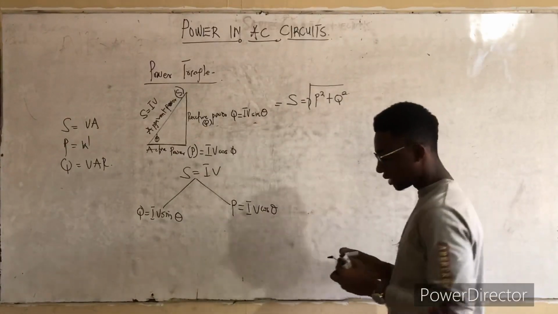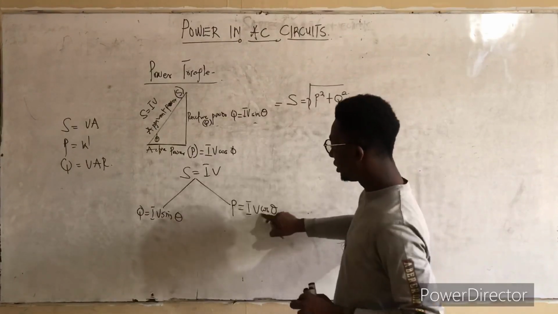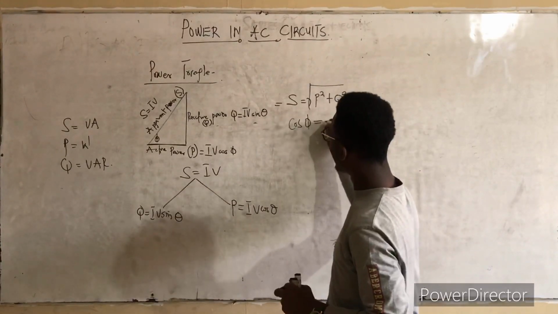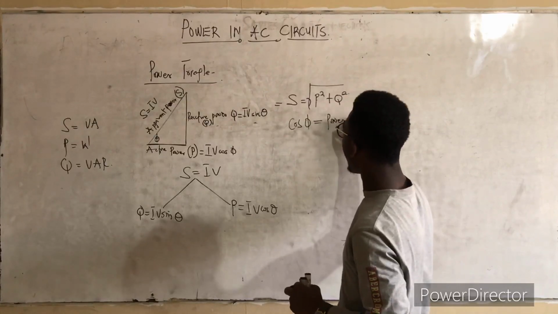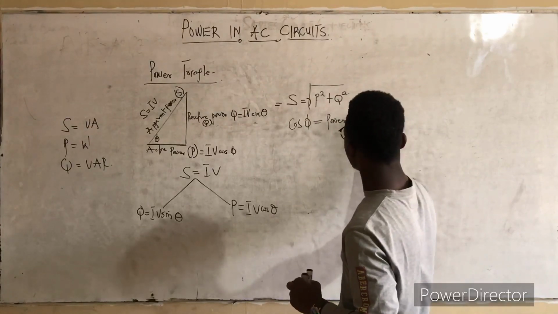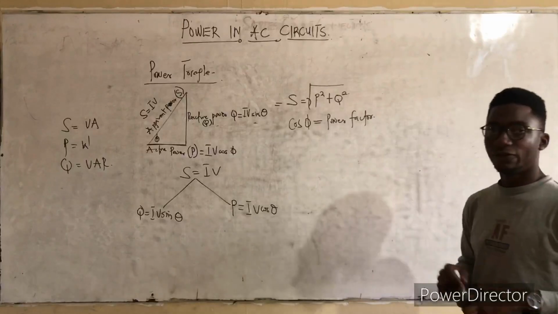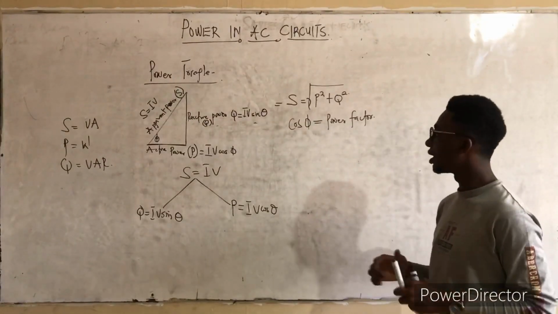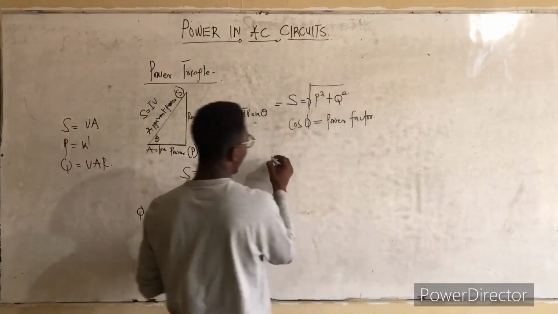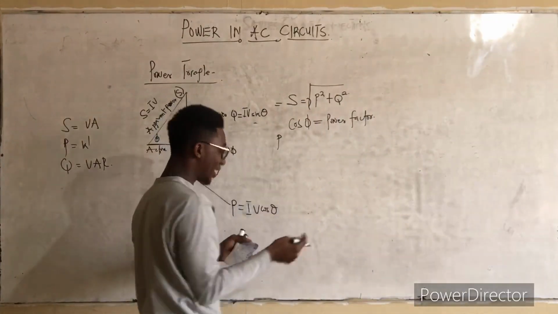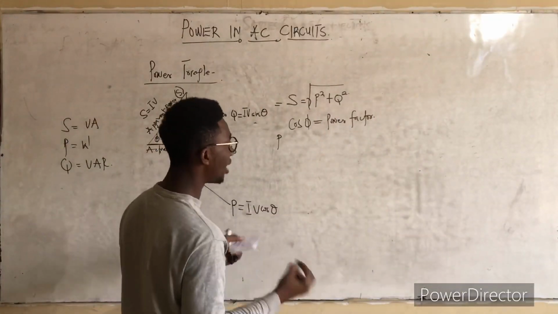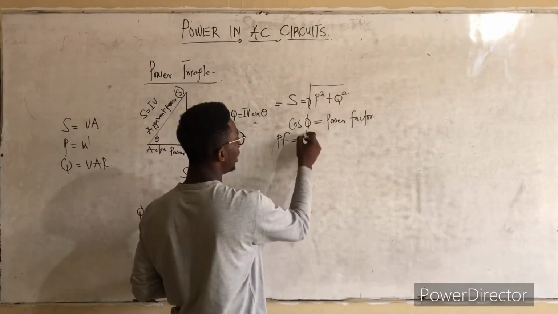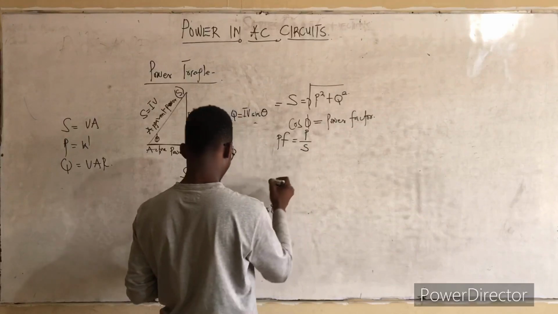So the value for the cos theta we have here is what we call the power factor. Now, the power factor can be lagging or it can be not lagging. The power factor here is simply equal to P on S.